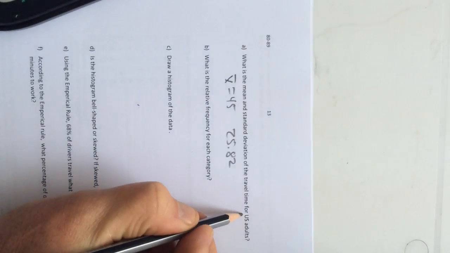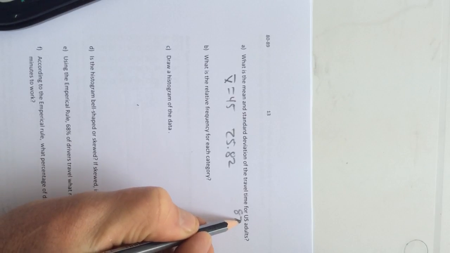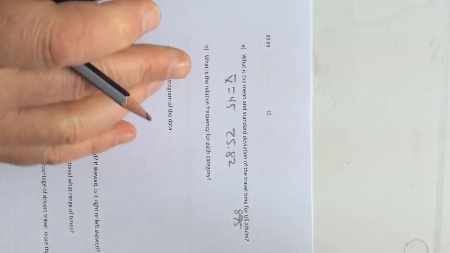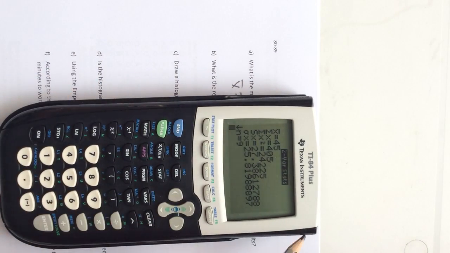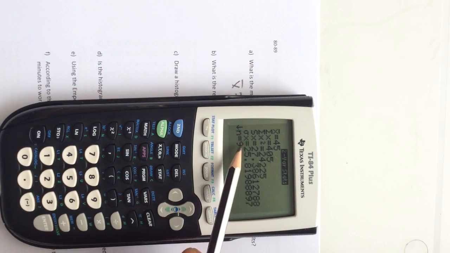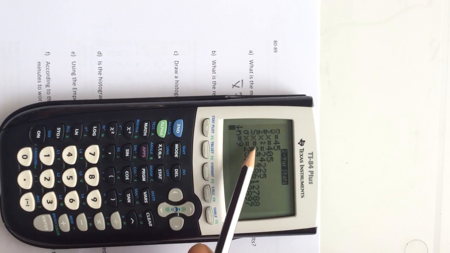And I used the sample because there were 895 adults. That's not all of the U.S. That was a sample of the U.S. So we didn't use the population standard deviation. We used the sample's standard deviation.